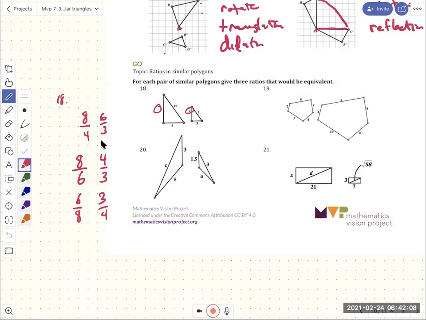Okay, and I think, okay, so let's call that our homework session, 7.3 homework.